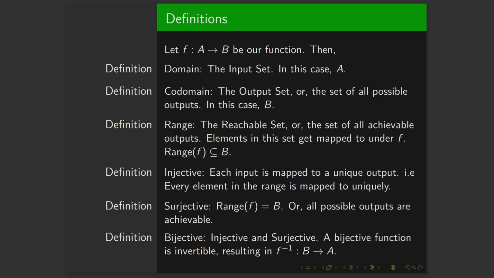Injective means that each input is mapped to a unique output. So every element in the range is mapped to uniquely. Surjective states that the range of f is actually equal to B, so all possible outputs are achievable. And bijective means that it's injective and surjective. So a bijective function is invertible, and then we can actually have an inverse function.